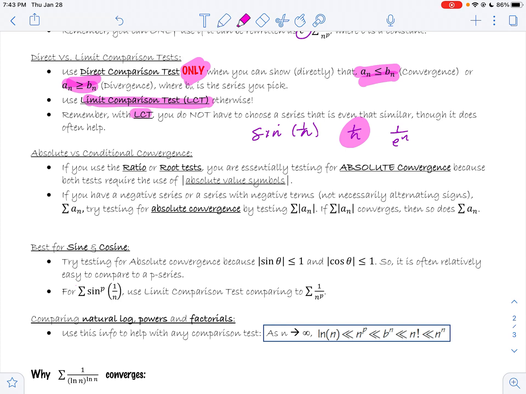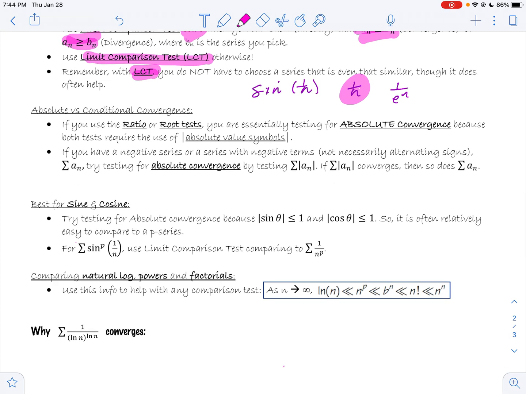So when we're talking about the limit comparison test, we don't have to worry about size so much. We're just trying to come up with something that is going to show what we think should happen. Because remember, we always want to decide ahead of time if we think it's going to converge or diverge, and then choose our test and our series according to the assumption that we're making. So I hope that made sense. So in the end, use the limit comparison test if you can't actually show directly the inequality for the direct comparison.